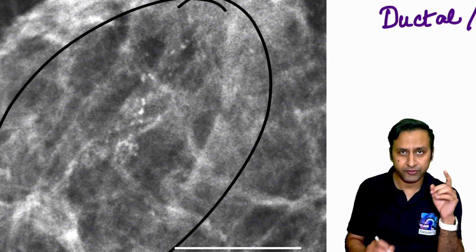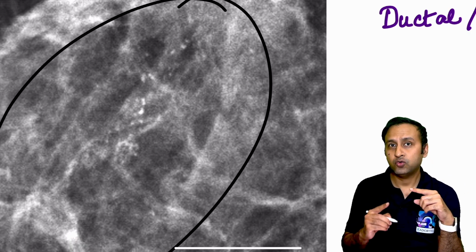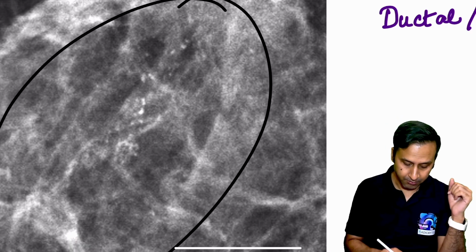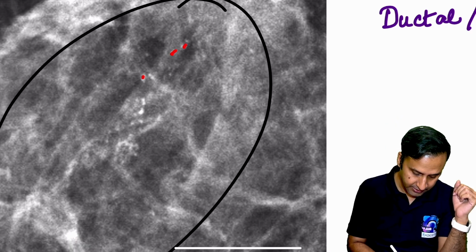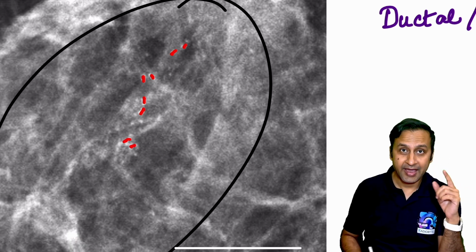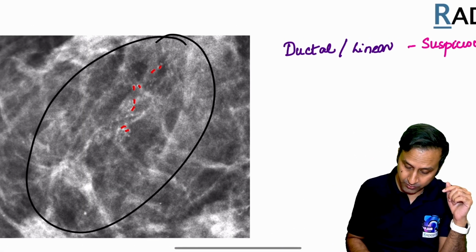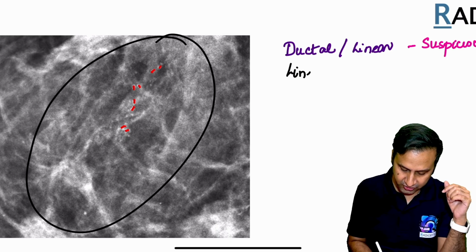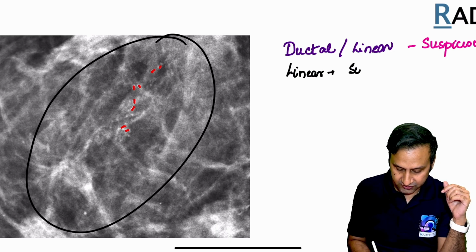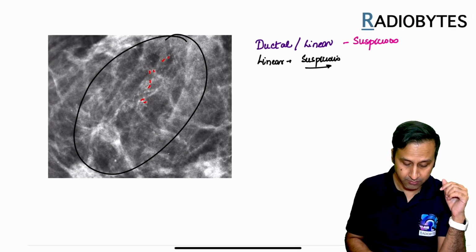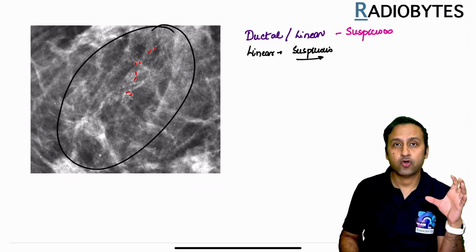They don't look pleomorphic. All of them are having the same shape. They don't look punctate because they're not rounded, but we can see that they're having a linear shape. All of them are pretty much linear. Fine. And these linear calcifications, the shape of these calcifications is linear, and this is very, very suspicious. This is what we learned previously when we were talking about ductal calcifications and lobular calcifications.